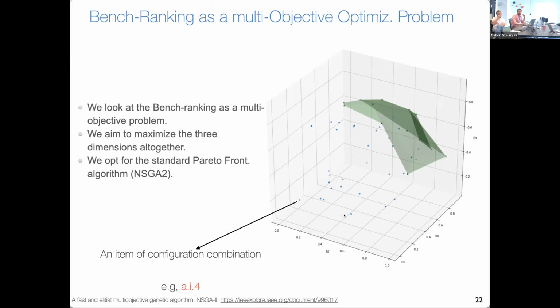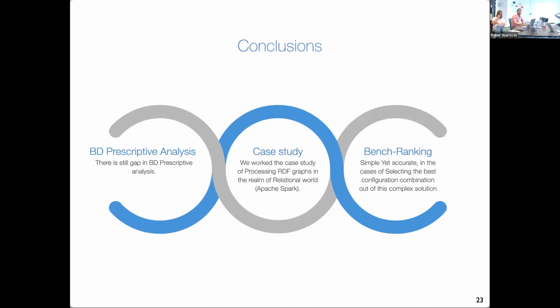For that, we opted for the standard Pareto front algorithm in SGA2. This algorithm tries to find the non-dominated solutions. Out of these configuration combinations, it tries to find the most accurate ones for the three dimensions altogether.